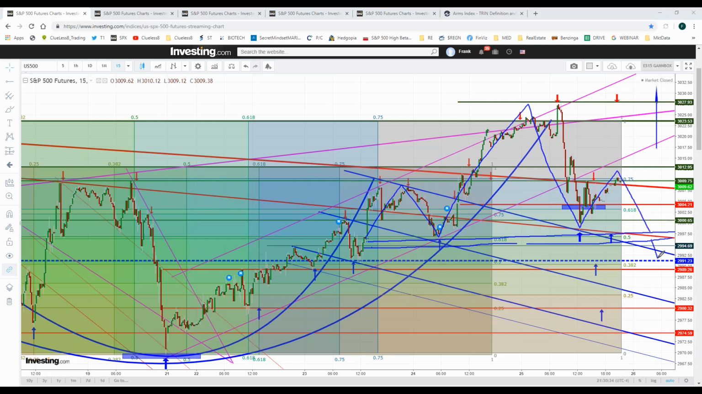If you break it, you can short it down. Shorting is tricky because there are so many support levels below this, you know what I'm saying? But still, it would be a short. It'll be a bearish move. But if it starts to bounce, it's going to do this.